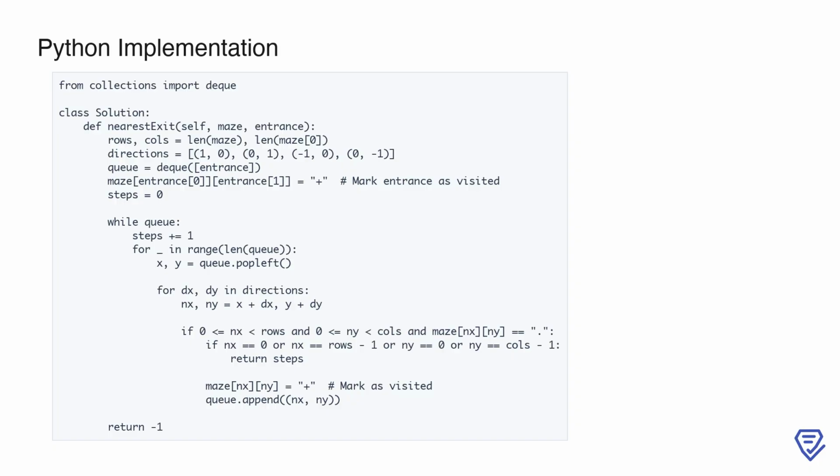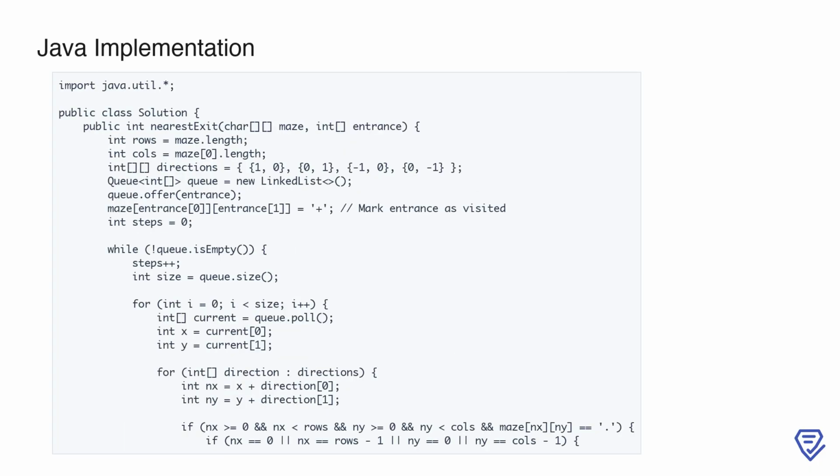This ensures efficiency and correctness for all edge cases, including mazes with no exits or fully enclosed entrances. Here, we begin by importing necessary libraries and defining our solution class. The nearest exit method takes in a 2D character array maze and an integer array entrance representing the starting point. We determine the number of rows and columns in the maze and define a directions array to represent the 4 possible movement directions: up, down, left, and right.